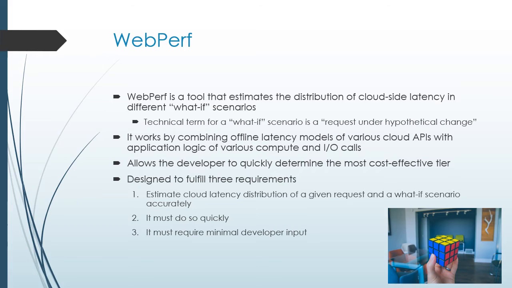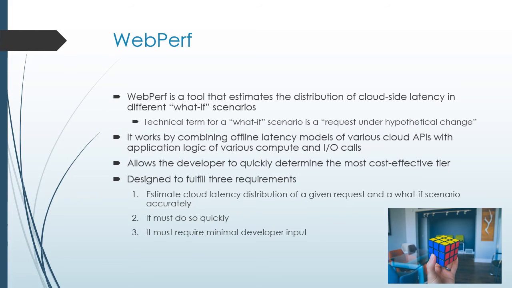So one option put forth is WebPerf. What WebPerf is, it's a tool that estimates the distribution of cloud-side latency in different what-if scenarios. And just an aside, the technical term for a what-if scenario is just a request under hypothetical change. The way WebPerf works, it works by combining offline latency models of various cloud APIs with application logic of various compute and input-output calls. So it allows the developer to quickly determine the most cost-effective tier to use.